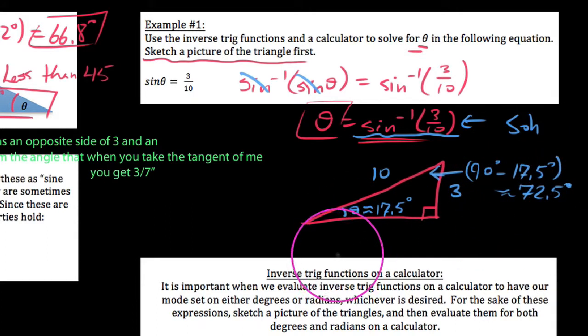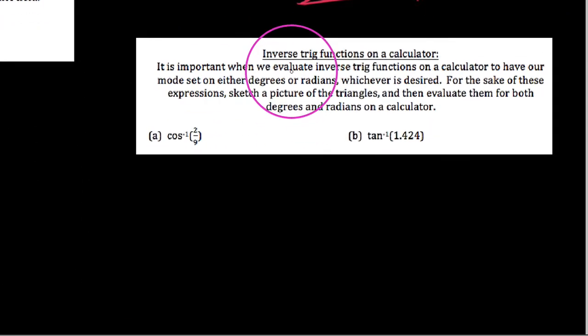Okay, so the one thing I want to do before we sign off this video is this. When you evaluate on your calculator, it's really important when you're using inverse trig functions to have your mode on your calculator set into either degrees or radians, depending upon which you're looking for, whichever is desired, I write here. So it says, for the sake of these next expressions, we're going to sketch a picture of the triangles, but then we're going to do these on the calculator, both in degrees and radians, and talk about the difference between the two situations.